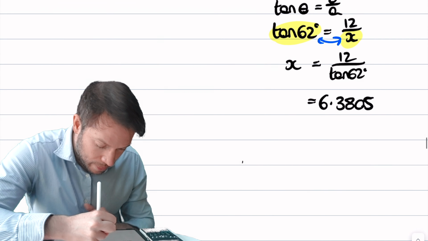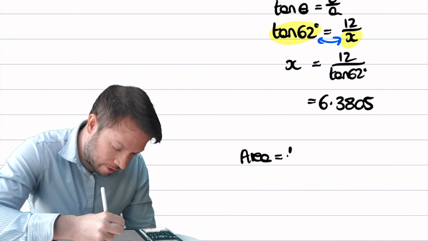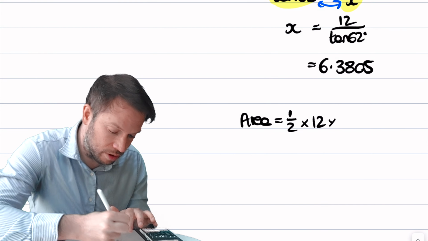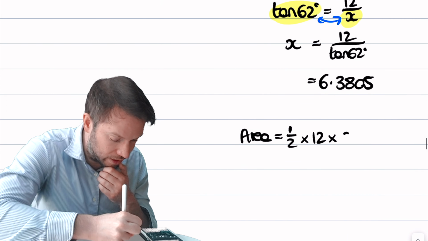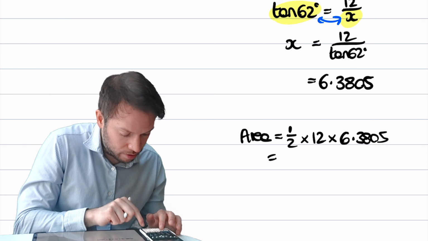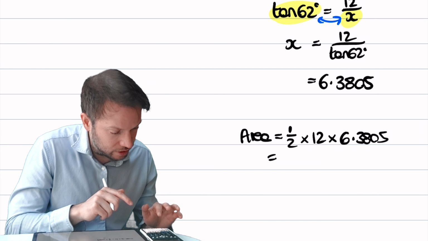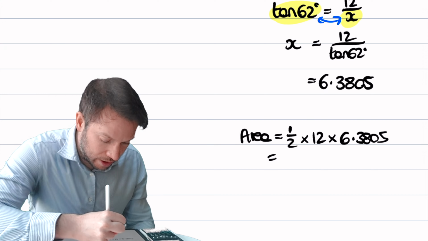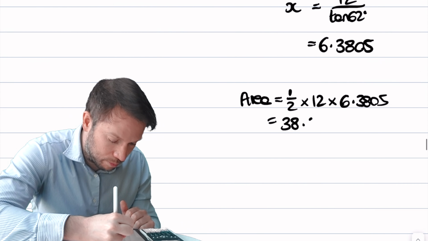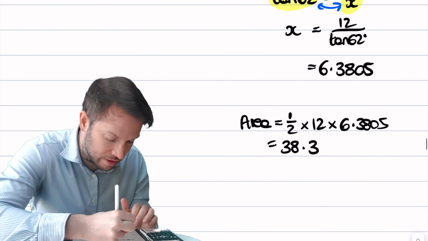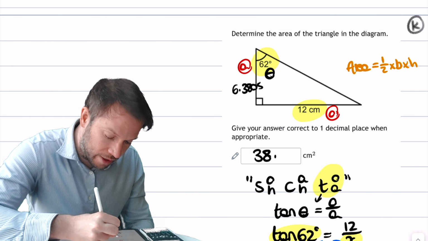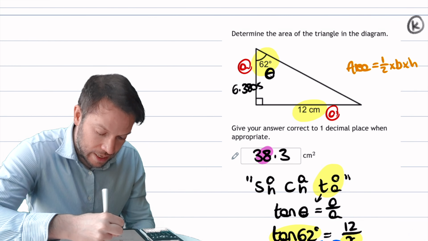So the area is going to be half multiplied by the base, which is 12, multiplied by the height, which was 6.3805. Let's do that on our calculator. Half times 12 times, I can use the answer key to use that previous answer. And that gives me 38 point, how many decimal places? One decimal place, 38.3. And because it's in centimetres, the area will be centimetres squared. So it's 38.3 centimetres squared. And we are done.